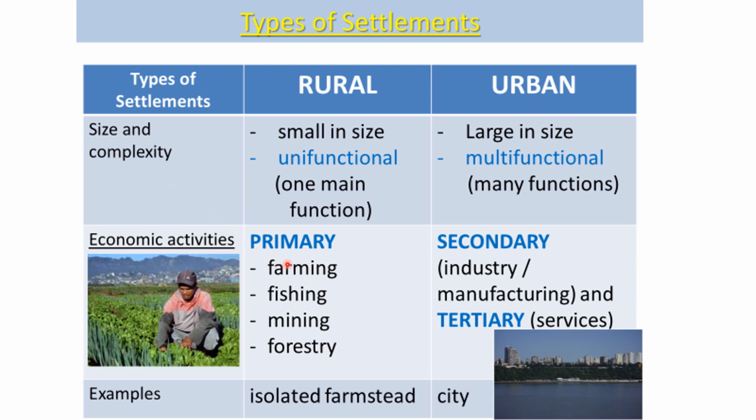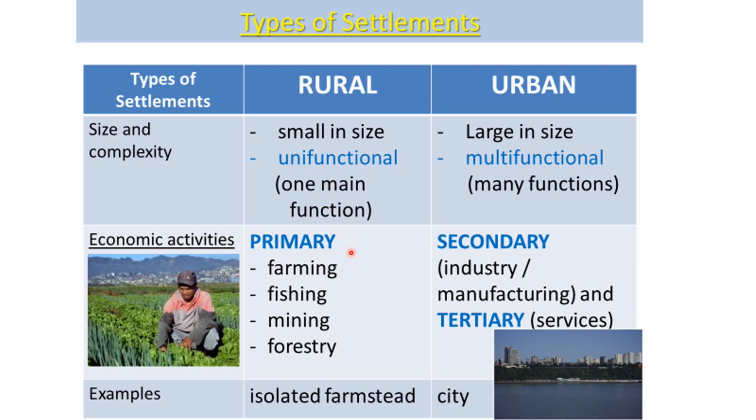A rural settlement is a settlement where the main economic activity is primary. Rural settlements are smaller in size and they have one main function. That function of the rural settlement could be that it functions as a farming settlement, a fishing settlement, a mining settlement, or the activities are based on forestry.